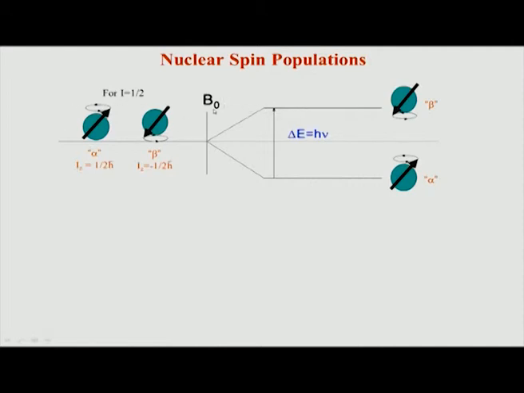For example, let us take a glass of water. You put it in a magnetic field, then the proton spins in the water will now get distributed between two states. That is what is shown here, the ground state and the upper state.